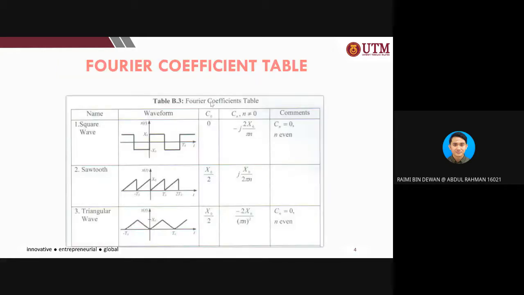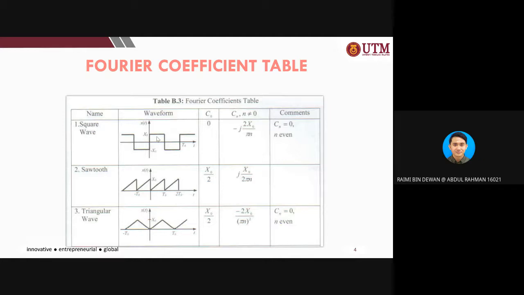Okay. So this is the Fourier coefficient table. You can see you can have a lot of types of waves: square waves, sawtooth, triangular waves. You have more others, and then you have this, your waveform. Is it even or odd? This one, square wave. Is it even or odd signal? Okay, it is odd signal.